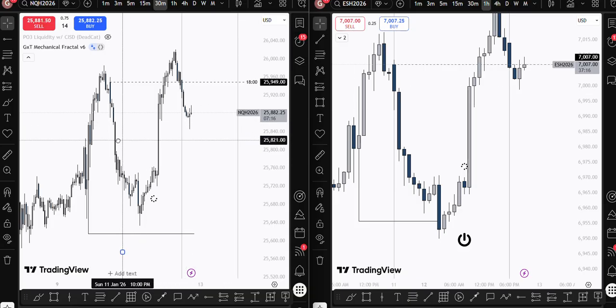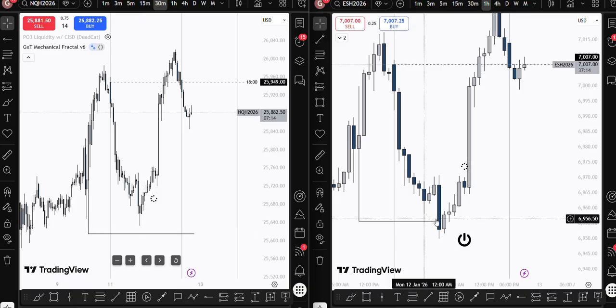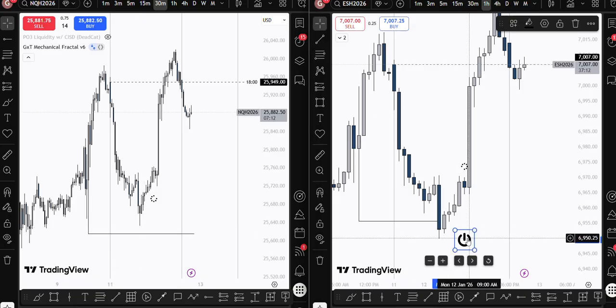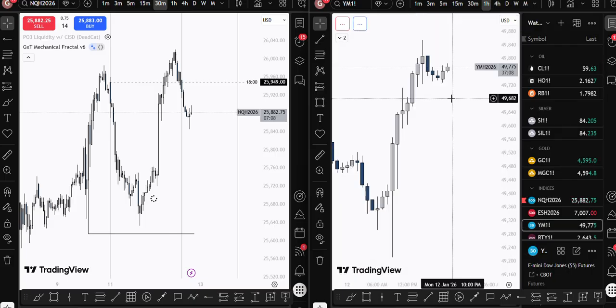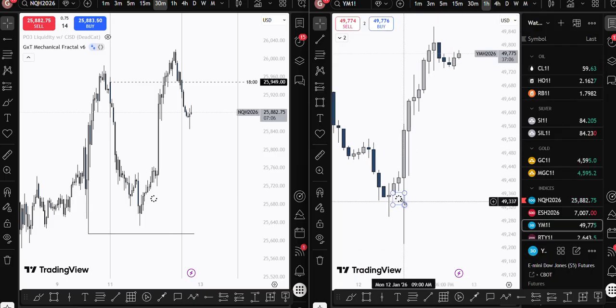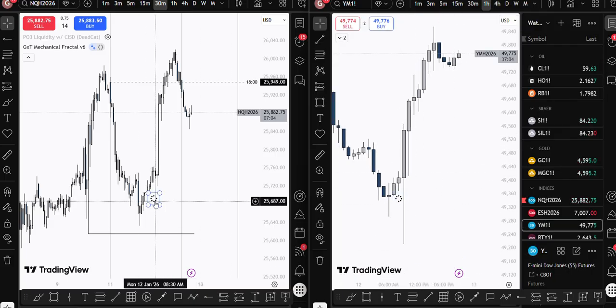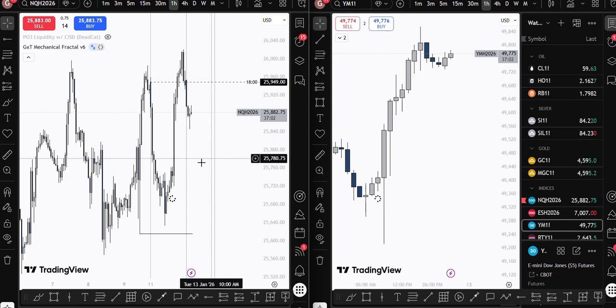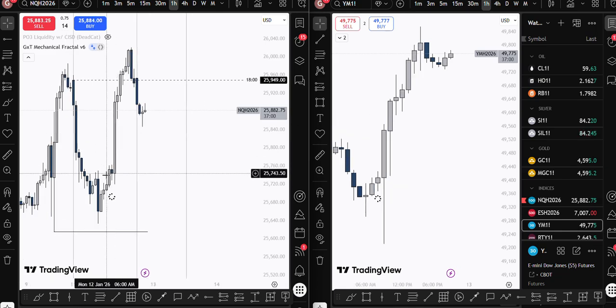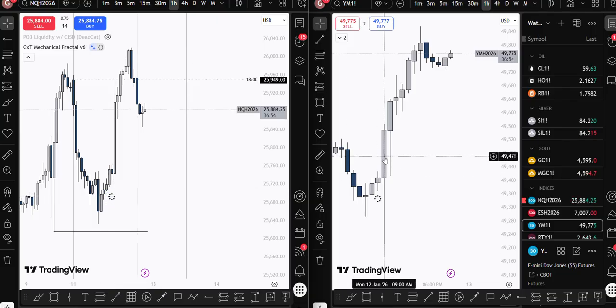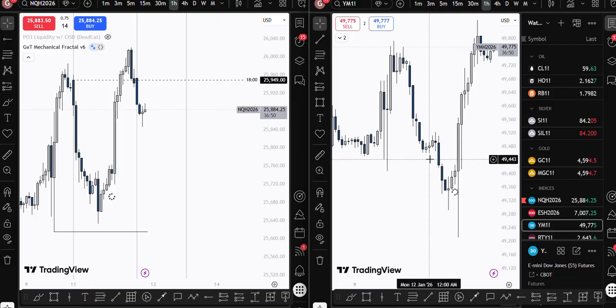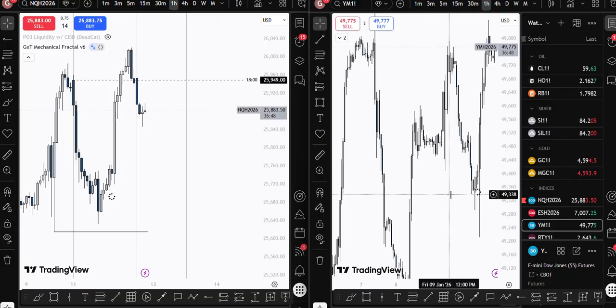So we get that initial SMT right here. And what do you notice with YM right here? Where this mark is, if we hop on the hourly chart, we have a PSP right here. So this 8 a.m. candle is bearish on NQ, and this 8 a.m. candle is bullish on YM. So just based off of that, you can already slightly be bullish.